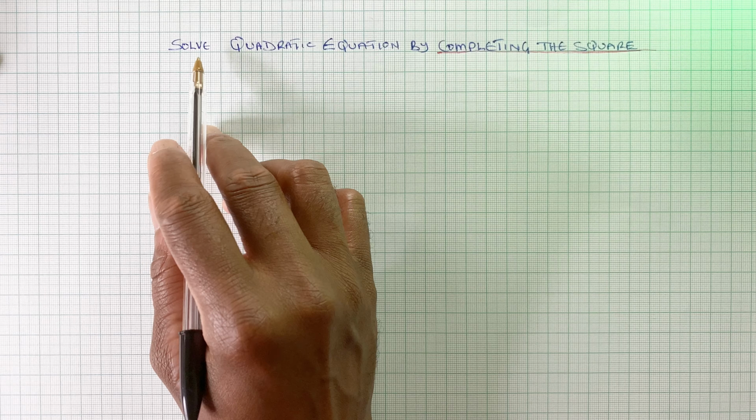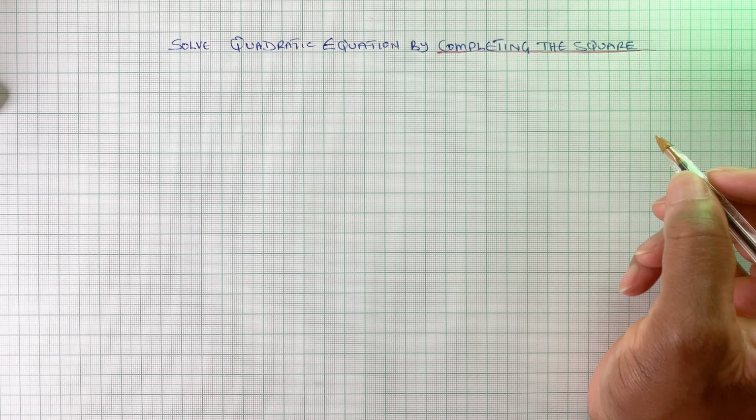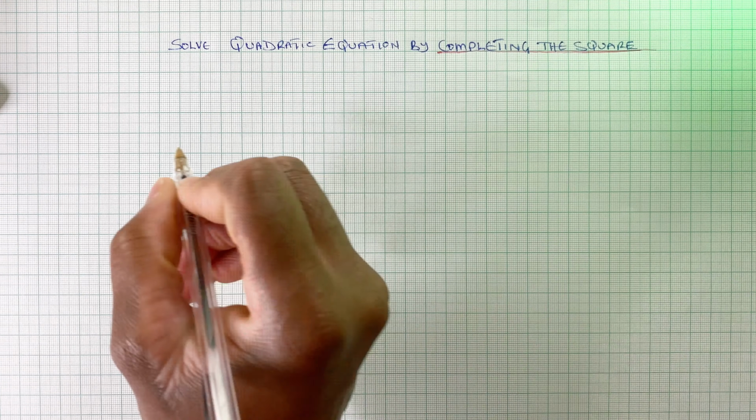Now we come to solving quadratic equations by completing the square. Completing the square. A quadratic equation is y equals ax squared plus bx plus c. This is the general equation for a quadratic equation.